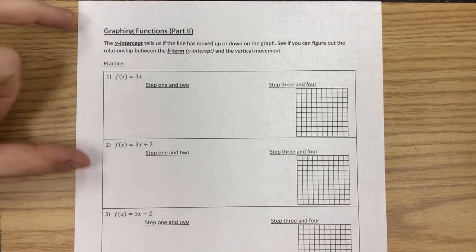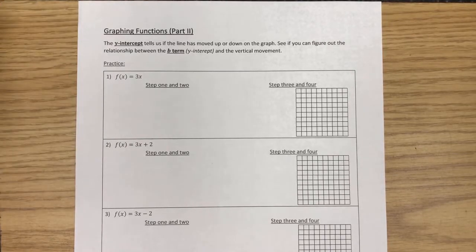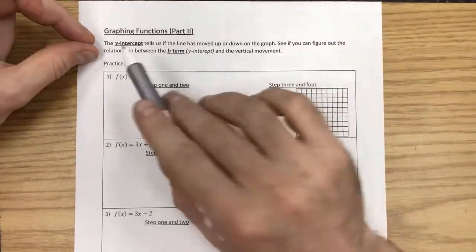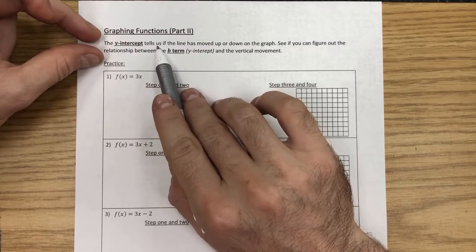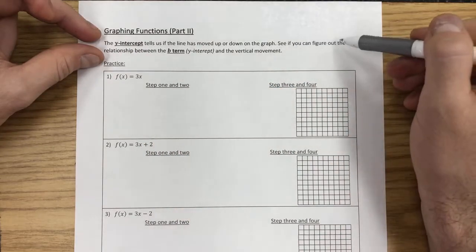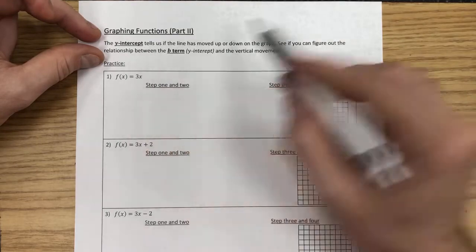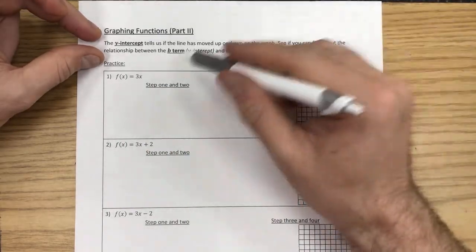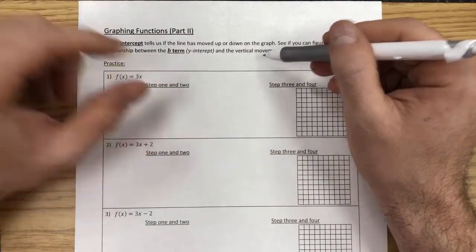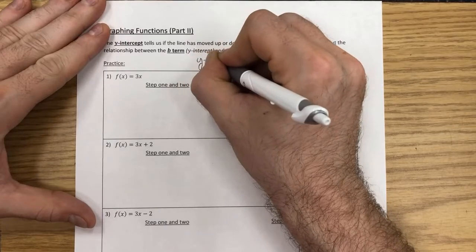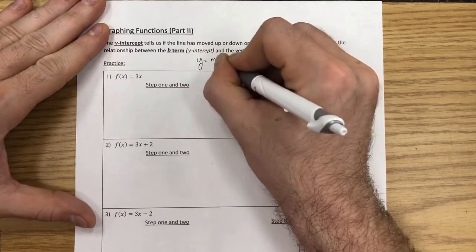Okay, so today what we're doing is we are going to be graphing functions. With graphing functions today, we want to check the y-intercept, because that tells us whether the line is moved up or down, and see if we can figure out the relationship between this and our b term. That's going to be our y-intercept and the movement that it's made. So what we're relating to is this, y equals mx plus b.